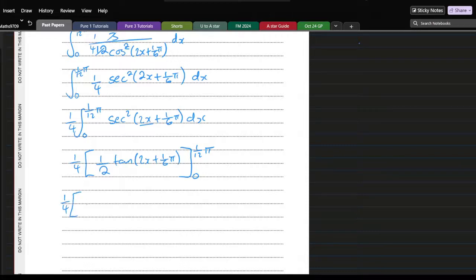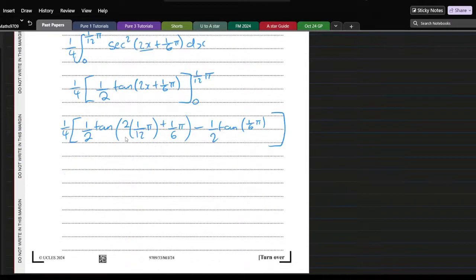Let's substitute our limits. We'll start with the upper limit, half tan of 2 times 1 over 12 pi plus 1 over 6 pi, minus our lower limit, which is half tan of 2 times x, that will be 2 times 0, and then we've got 1 over 6 pi.